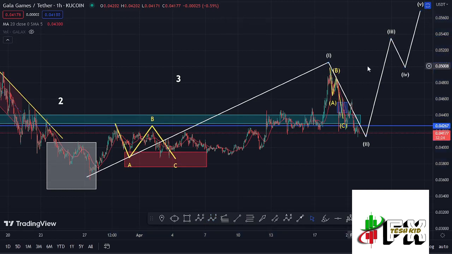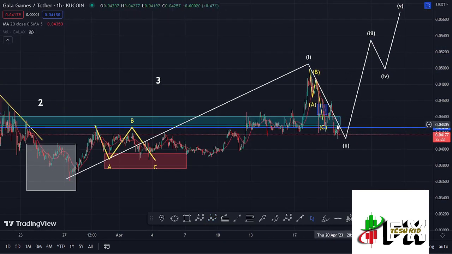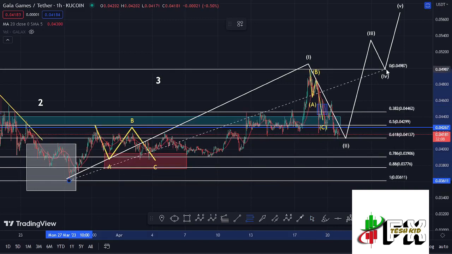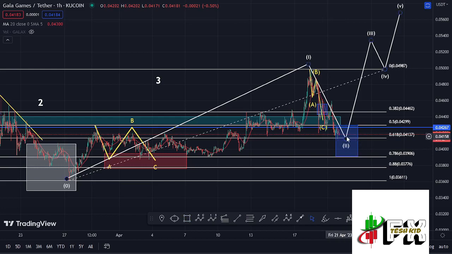And giving you target areas in the formation of this wave 2 and areas that we need to continue holding here on the Gala Games chart in the formation of this wave 2 by connecting the Fibonacci's from the low of the first wave to the high of that wave 1. That now gives me a target area between the fib level 0.5 and the fib level 0.78 as a maximum. And this is a target area that lies between the $0.04299 mark and the $0.03906 mark.